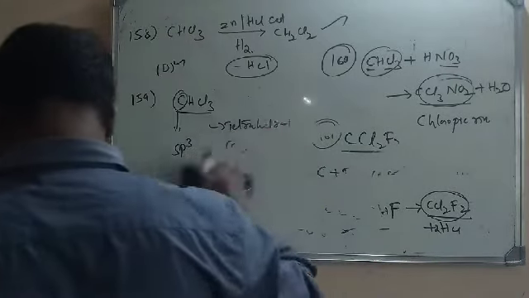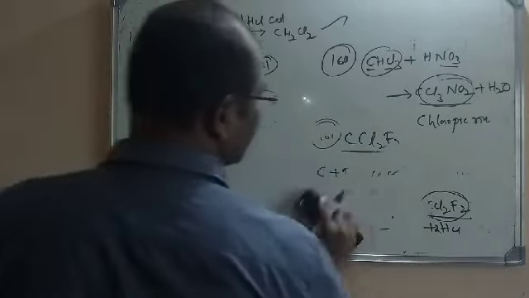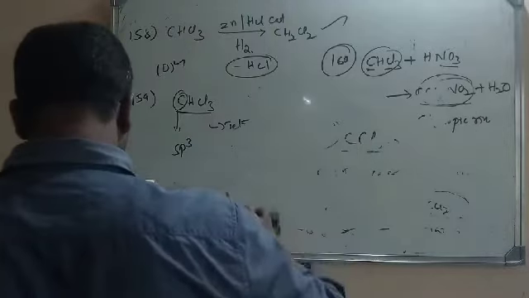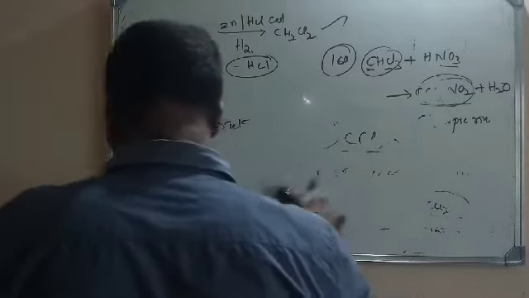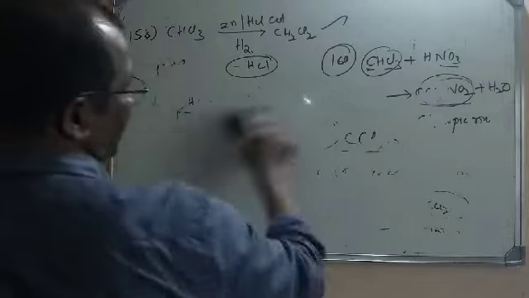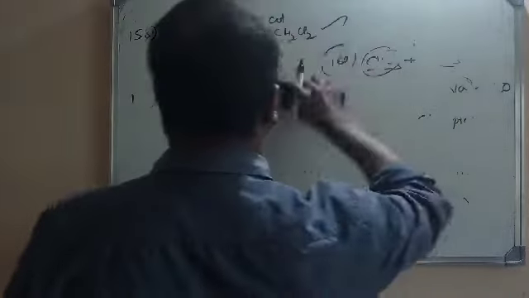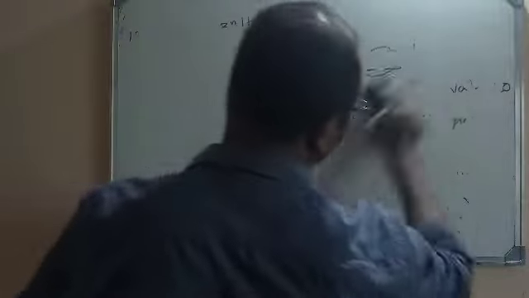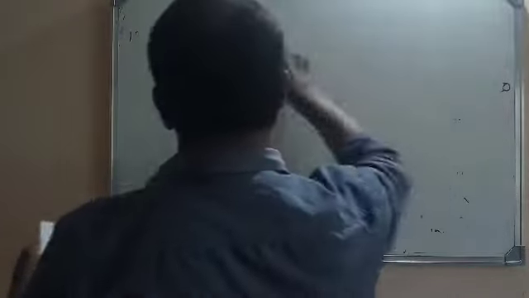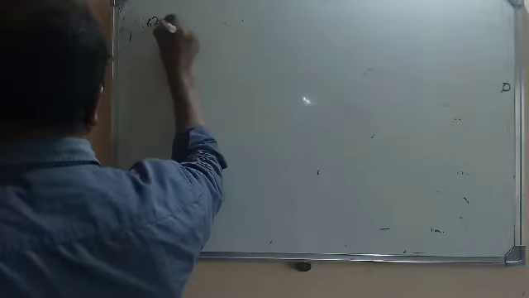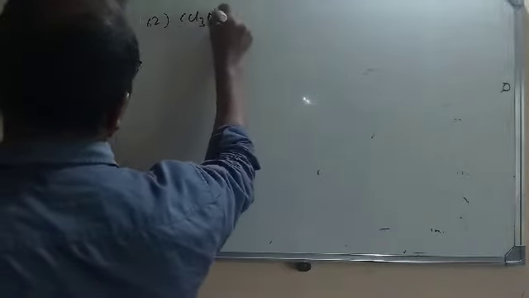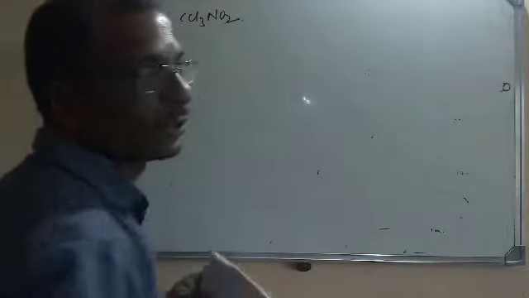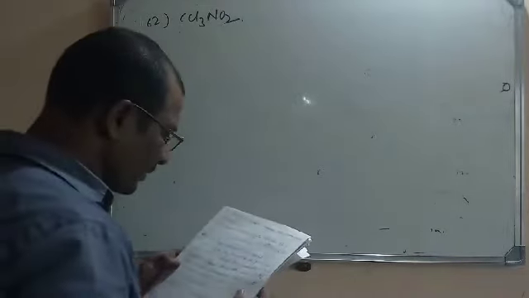Let us move to the next question. Chloropicrin is used as an insecticide and a war gas. What is its formula? Just now I told you: it is CCl3NO2. This is chloropicrin. A direct question.